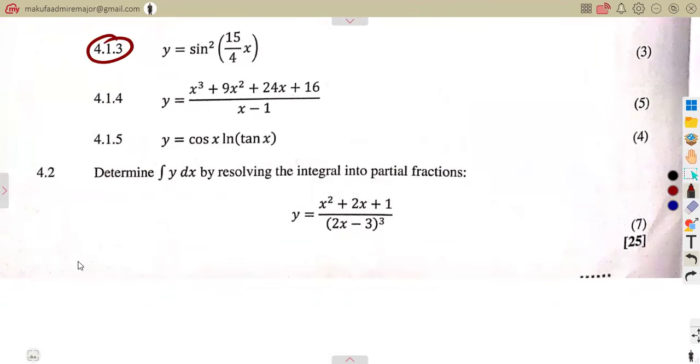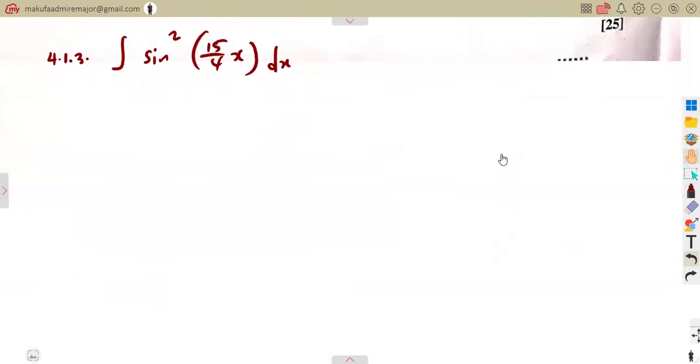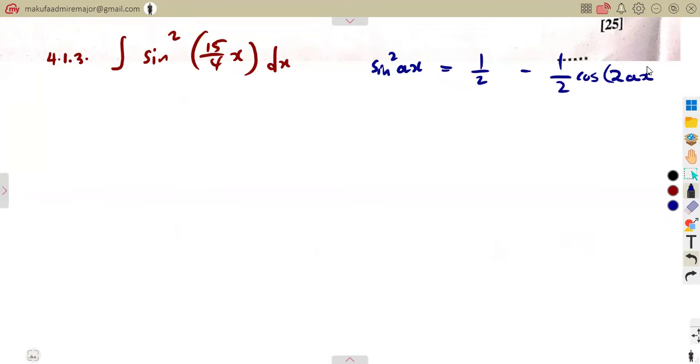4.13, the sine squared. Integrate the sine squared of 15 over 4x with respect to x. All right, so I want you to understand this. When working with the sine, we have got the identity that we are supposed to use, even for a cos squared. What is the identity? Remember, the sine squared of x, but I'm not going to write it with x, I'm going to write it as ax. It is equal to 1 over 2 minus 1 over 2 cos 2ax. Take note.